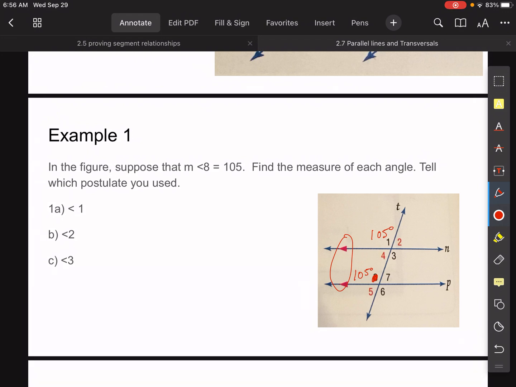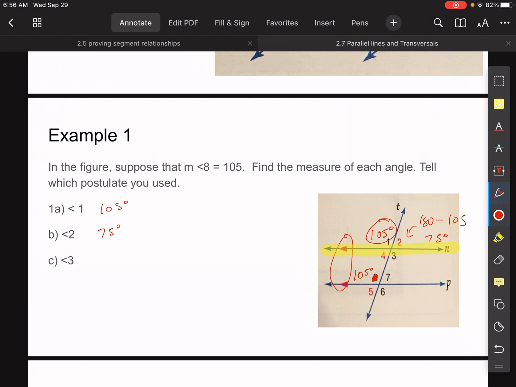Now another thing that I can figure out here: they want to know angle 2. Notice that this is a linear pair, right? Here, 1 and 2 make up that line, and we know that a line is equal to 180 degrees. So I could say that angle 2 is equal to 180 degrees minus this other angle, because together 1 and 2 make up 180. So if I do that here, I get 75 degrees.